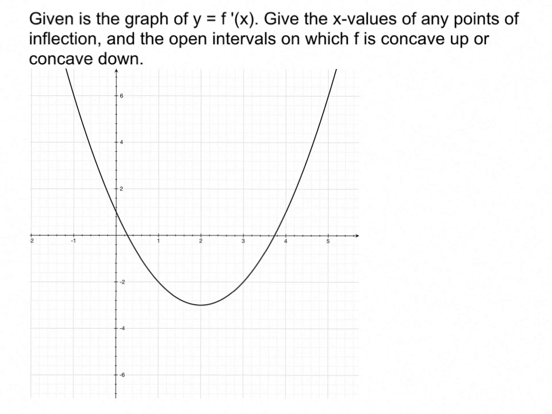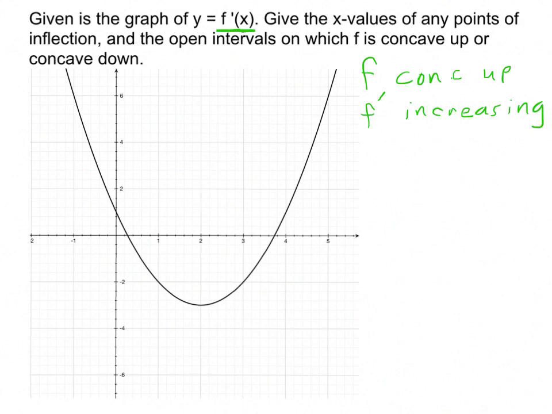So in this problem, I have the graph of the derivative of a function. This time I have the derivative, not the original function itself. And same thing, I want the x values of points of inflection and the intervals where the function is concave up or concave down. I want to begin with, what does it mean for f to be concave up? On the first slide, I gave something that was the same as saying that f is concave up is the same as saying that the derivative is increasing.